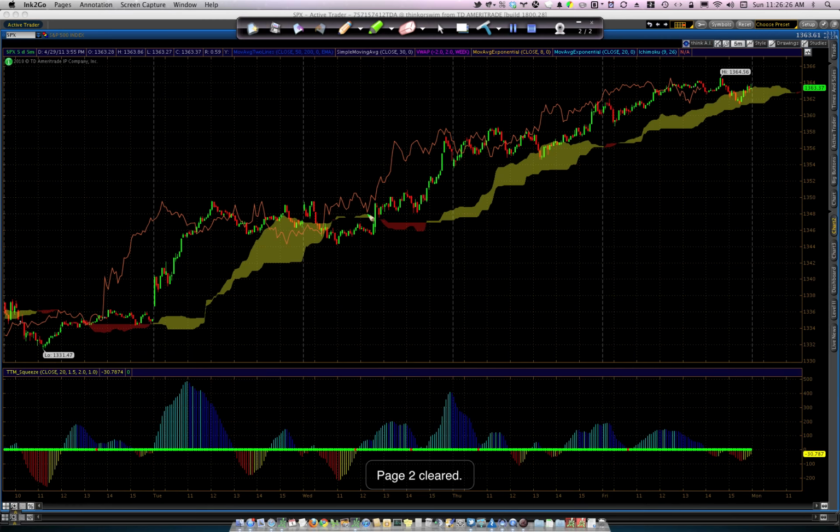So thickness is important. Here we've got a red cloud, and here we've got a yellow cloud. Does it matter? No. Color doesn't matter. Red simply indicates that the top span and the bottom span have reversed. The color doesn't mean anything.